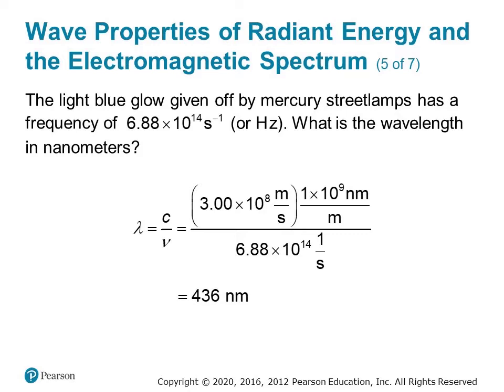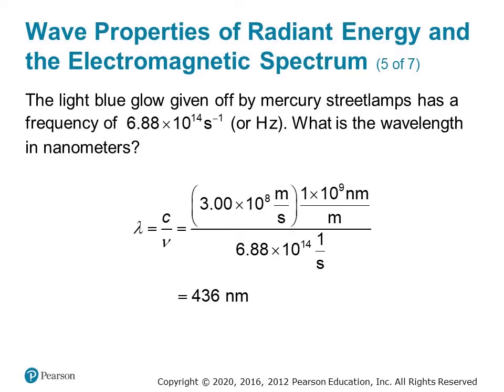We can rearrange the equation to solve for the wavelength, lambda, and we get c over nu, or the speed of light divided by its frequency. Plugging in the value of c and the frequency provided in the problem cancels the seconds unit, leaving us with a value with units of meters. To convert to nanometers, we effectively multiply by 1 billion, or 10 to the 9th power.